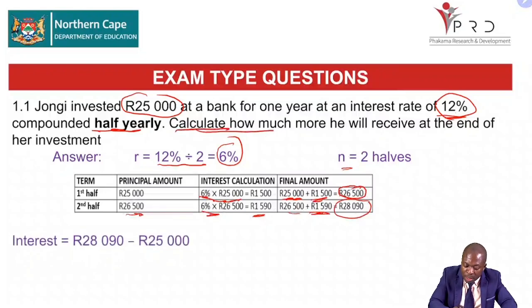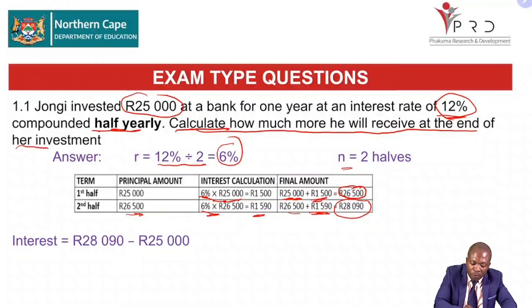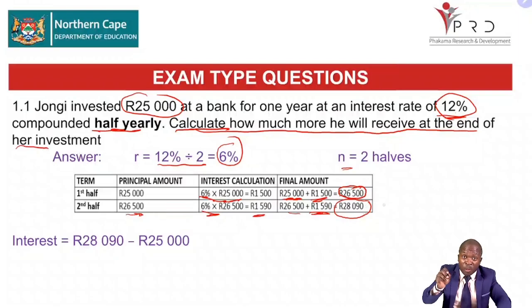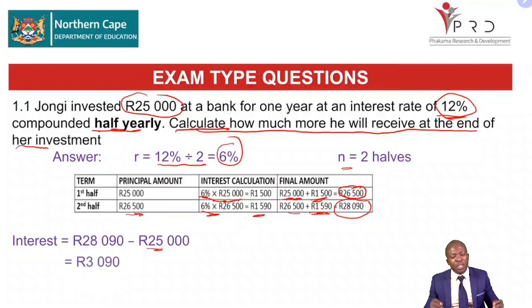Okay. Look at the question. We now go back. It says, calculate how much more he will receive at the end of the investment. So how much money do we have now? We have got 28,090. How much money did we start with? We started with 25,000. So we subtract the two. How much more? So we are going to get 3,090 rand in interest. Well done, my learners.